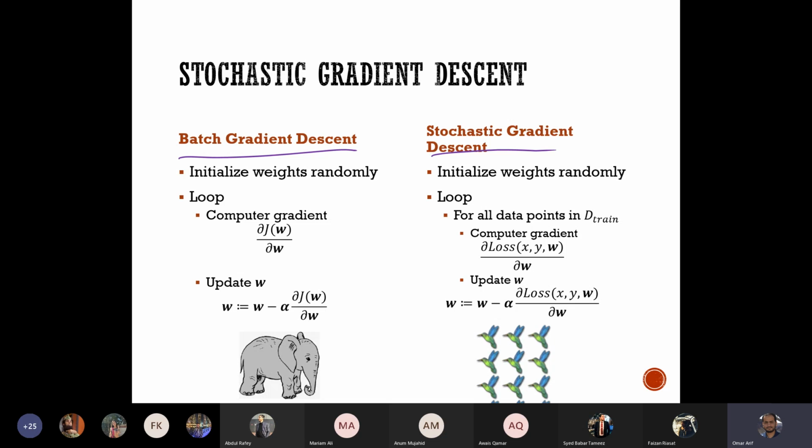Then there are two options. You can either choose batch gradient descent or stochastic gradient descent. And we know the difference between batch gradient descent and stochastic gradient descent. So this slide is just simply a revision of that.